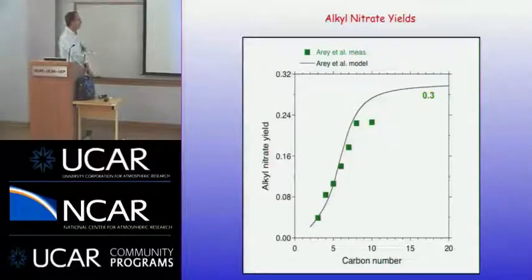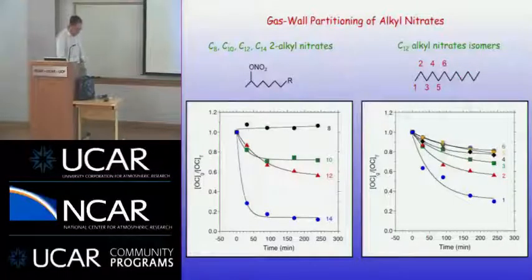But they had developed a model based on stabilization of the intermediate species formed in alkyl nitrate formation that suggested the yield should plateau at around 30% at larger carbon numbers. But this had never really been looked at. We knew that partitioning to the walls was going to be an issue here, so we did a series of experiments where we synthesized various types of alkyl nitrates, added them to the chamber, and measured how much would go into the walls.